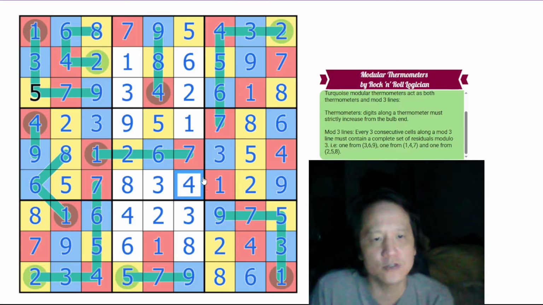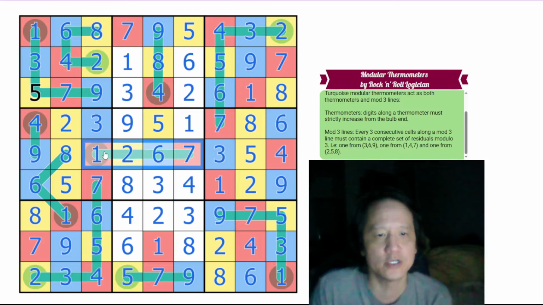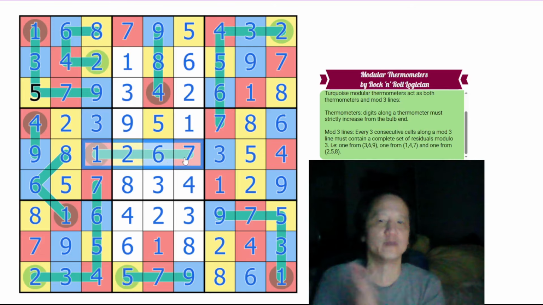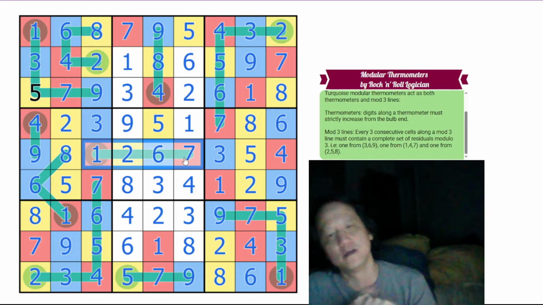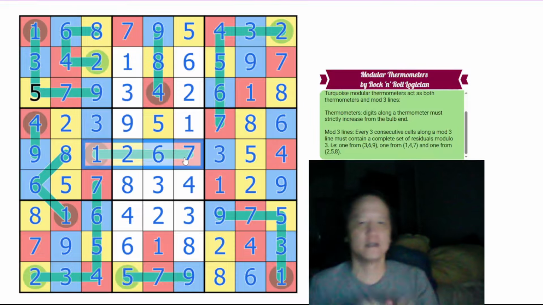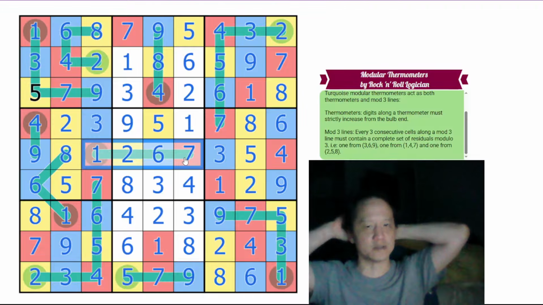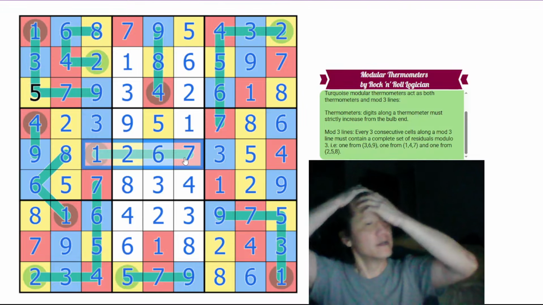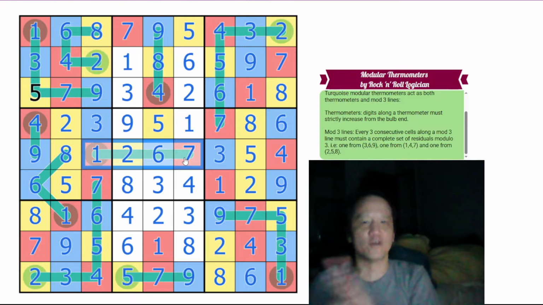And that's the solution. Pretty interesting use of forcing every thermometer to be a modular 3 line. Pretty clever, actually. I like the restrictions it placed, and I don't know, it just made things flow very well, I felt.